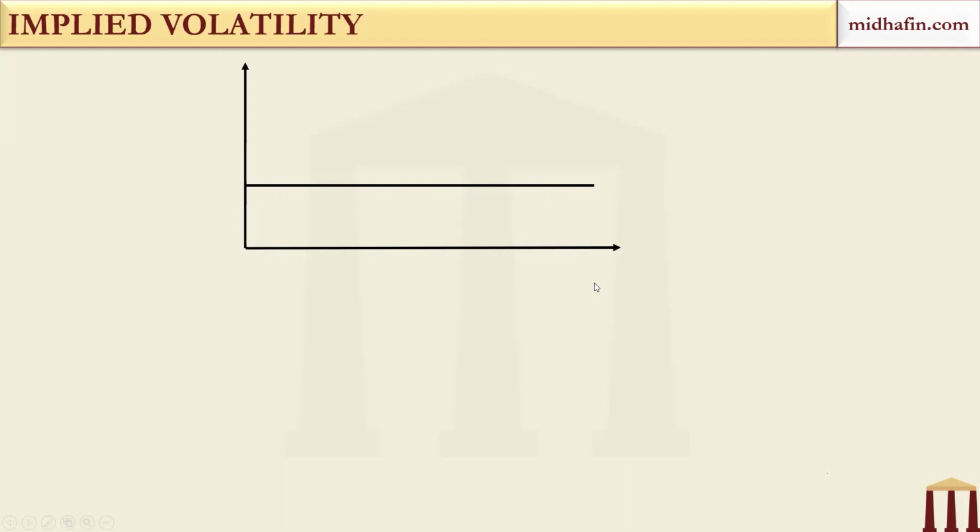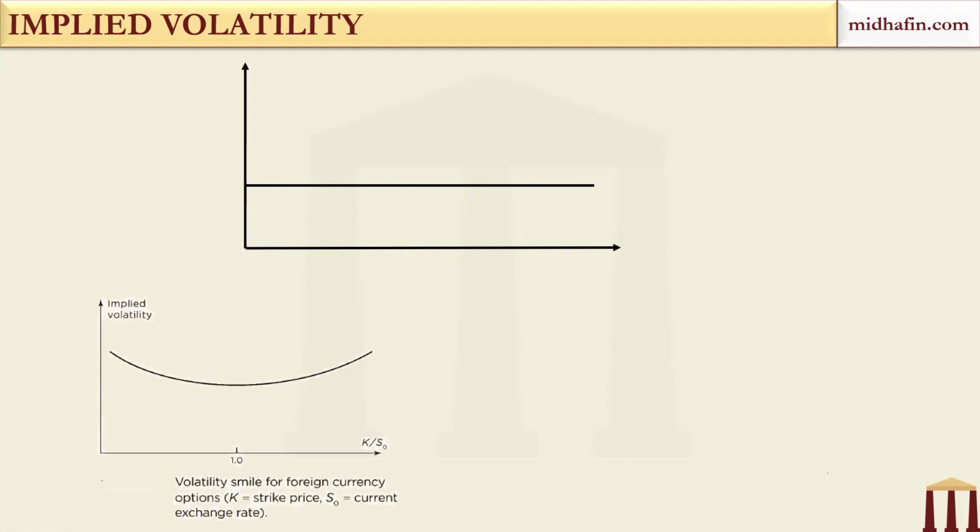But in reality, things are slightly different. In practice, for example, here for FX options, the implied volatility curve is shown. It shows that when the options are at the money, the implied volatility is found to be lowest. And when the options are either in the money or out of the money, the options give us higher implied volatility.